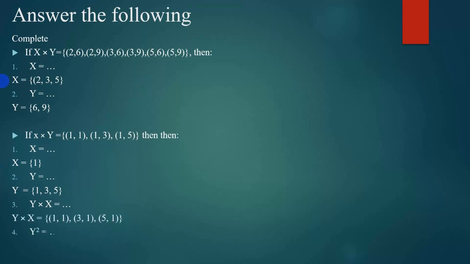Okay, number 4, y squared, y cross itself, will give us (1, 1), (1, 3), (1, 5). That's when 1 is the first projection. (3, 1), (3, 3), (3, 5), and that's when 3 is the first projection. And finally (5, 1), (5, 3) and (5, 5), and that's when 5 is the first projection.